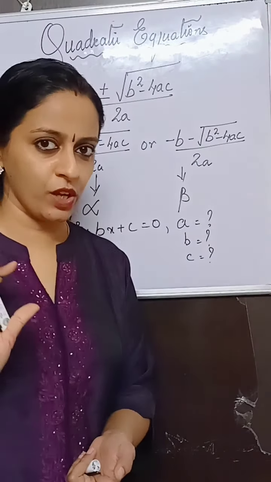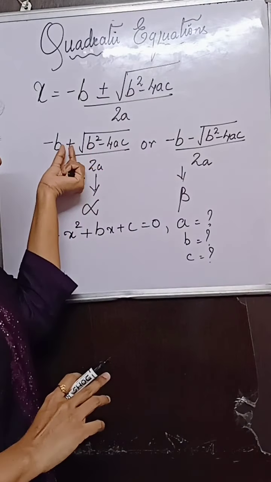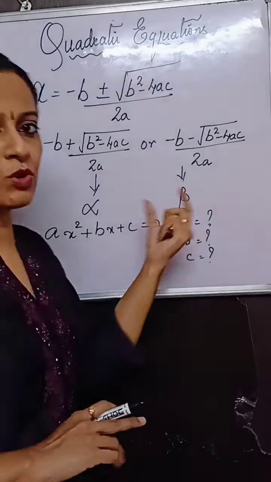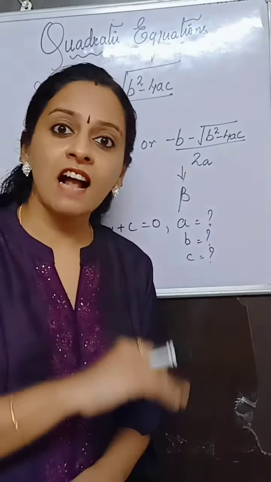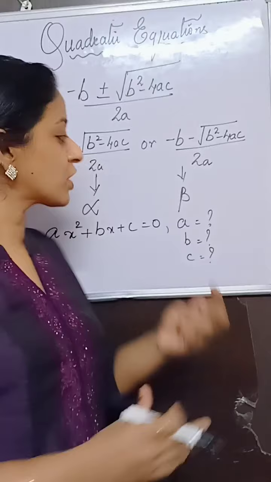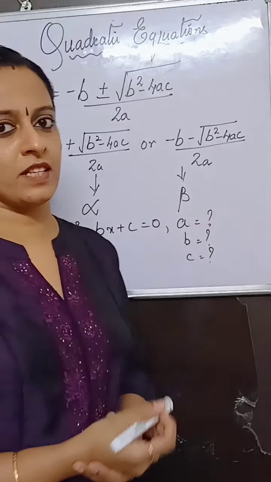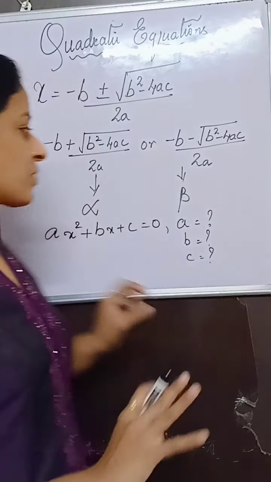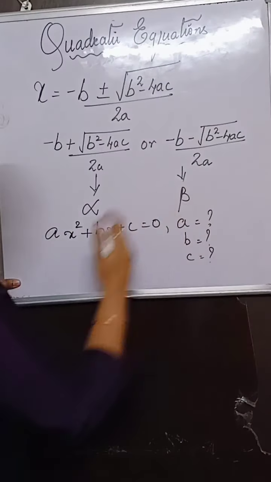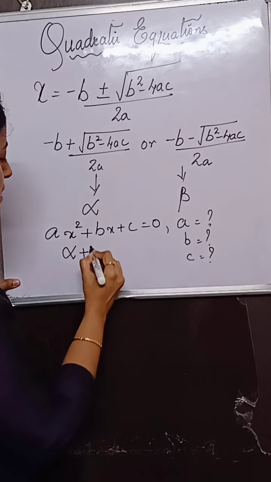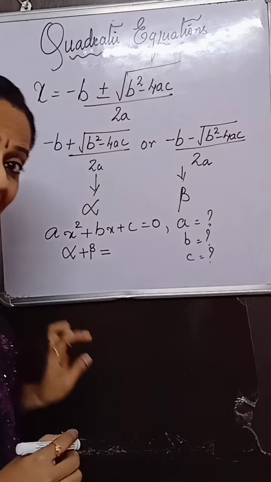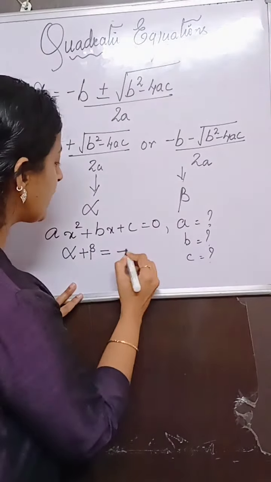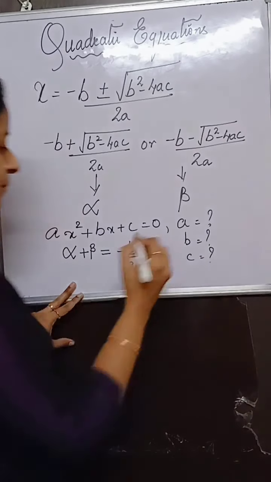I am not confusing you, right? The value that you get for plus, that root is called alpha. The value that you get for minus, that root is called beta. Now these alpha and beta share some relation with the values of a, b and c. What is that relation? Super easy. Remember, when you add both the roots, that is alpha plus beta, that sum is equal to minus b upon a.